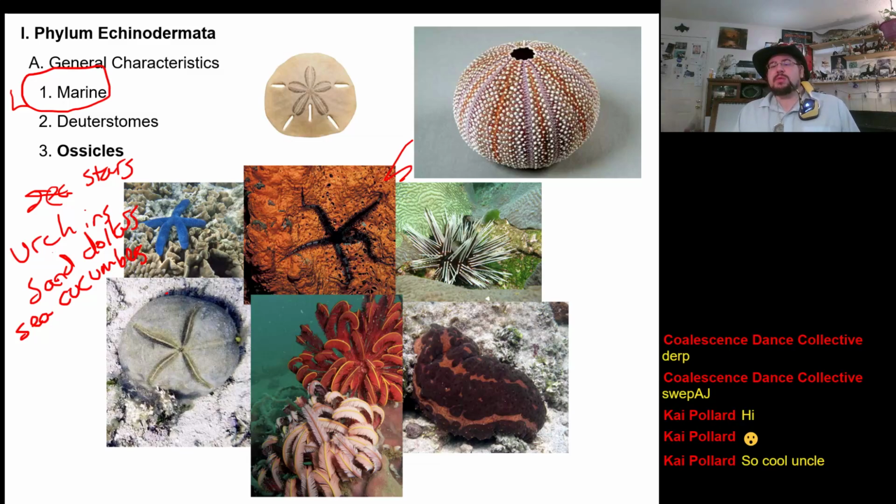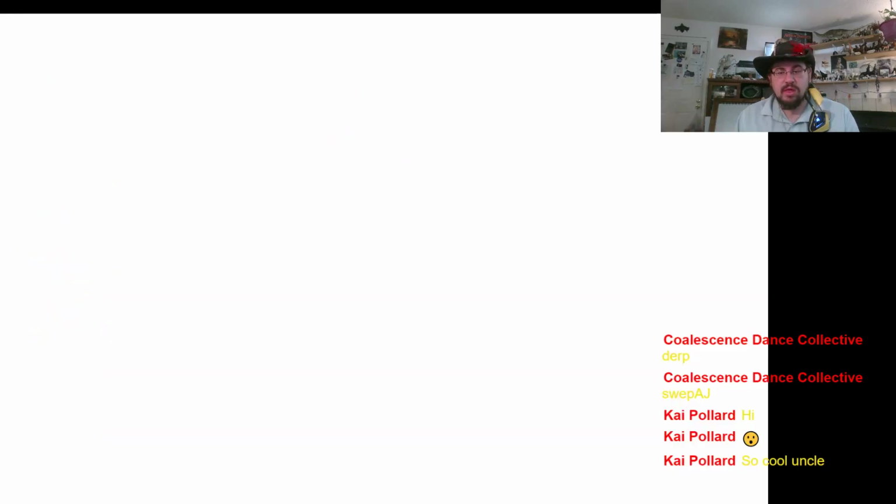There are only about 6,000 living species. Some echinoderms are in shallow water, like tide pools and the wave zones. Some are extremely deep. You can find echinoderms in the deep benthic parts of the ocean. They're all deuterostomes, of course, or we wouldn't have them in this clade. And they are characterized by an endoskeleton made up of ossicles.